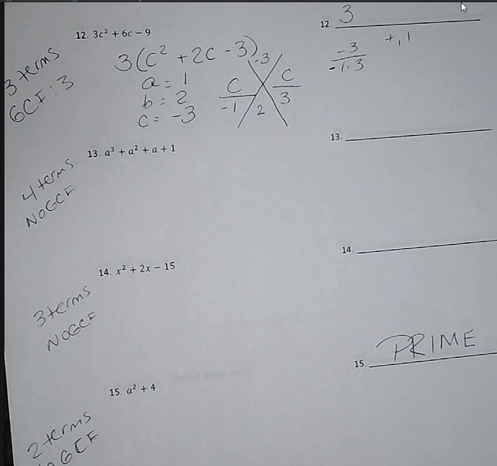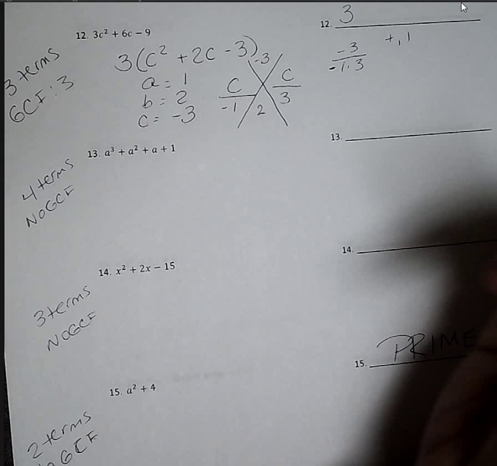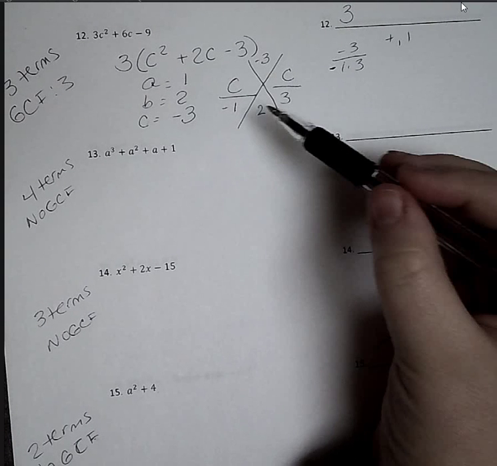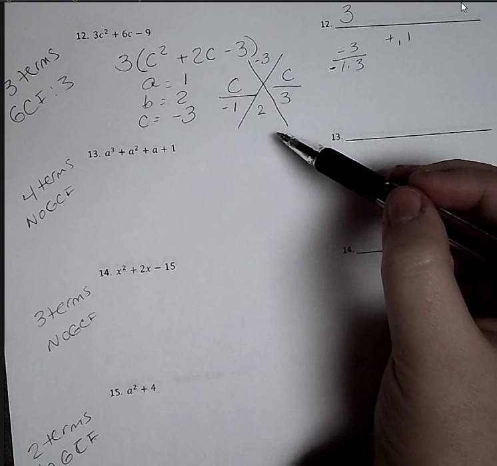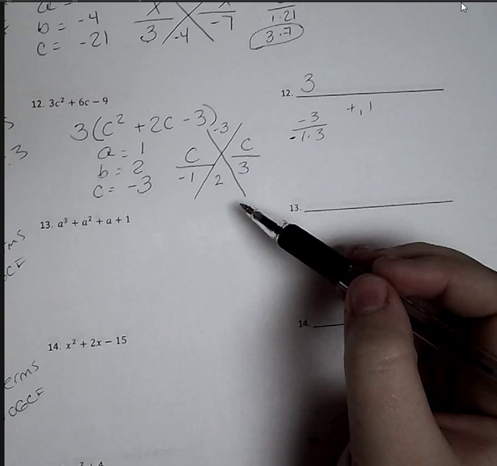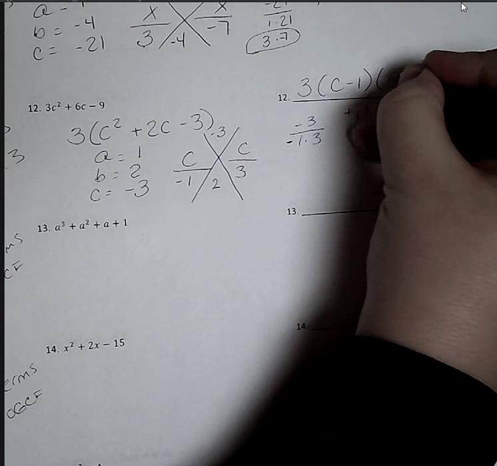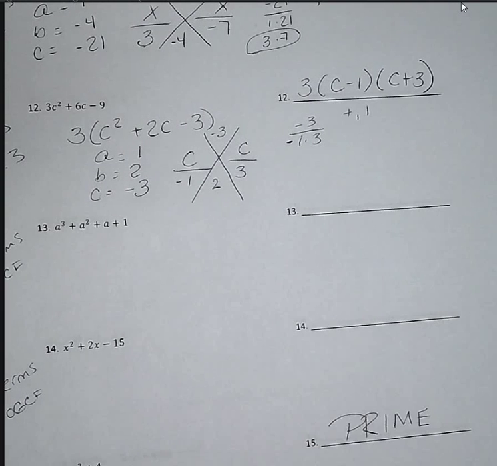Let's check our work and make sure we're doing it correctly. -1 times 3 is -3. -1 plus 3 is 2. So we did it right. So we have C minus 1, C plus 3. And you just write that next to your GCF. Okay?